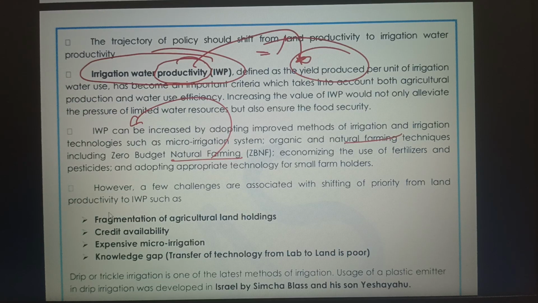Why? Think, why will we require less water in natural farming or ZBNF? Yes, Divya is right. She says there will be no chemicals. When we say no chemicals, it means that whenever we apply fertilizer, application of fertilizer requires water.